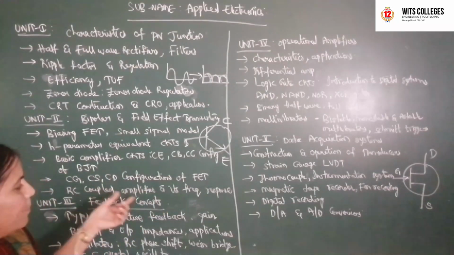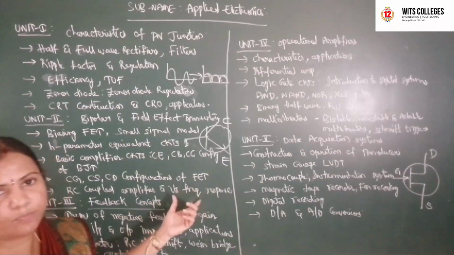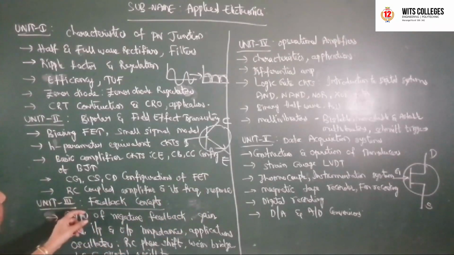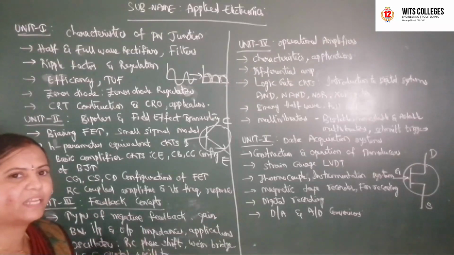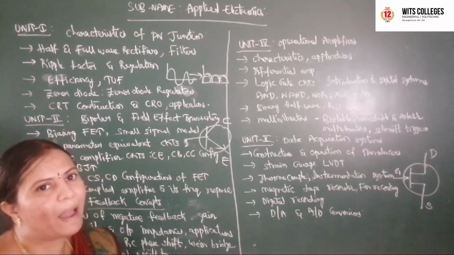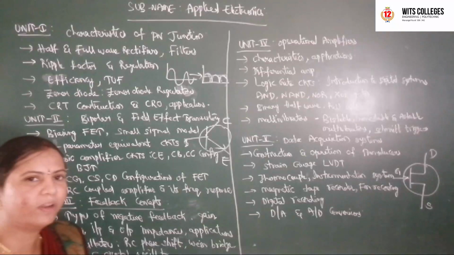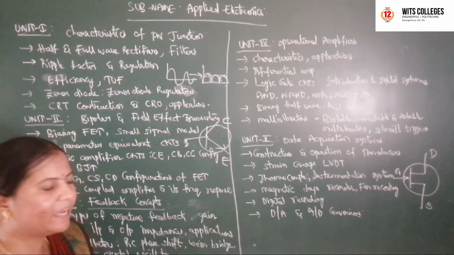So what is the RC coupled amplifier? Working operation enti and its frequency response ela untadi. So coming to the third unit, feedback concept. Feedback is nothing but output of the circuit is again connected back to the input. That is nothing but feedback. Feedback concept enti. You have 2 types of feedbacks, positive feedback and negative feedback.